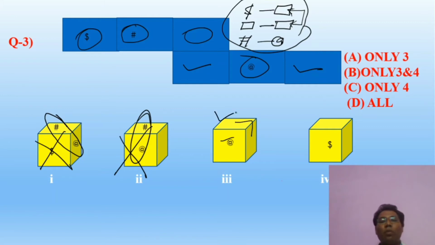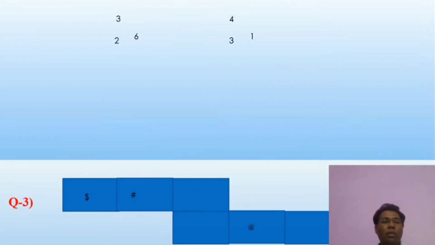Possibility is there. So this is correct, and this is dollar, and this is blank, so this is not possible, so this is wrong. So the third is the correct one. So our answer is A. Answer is A.